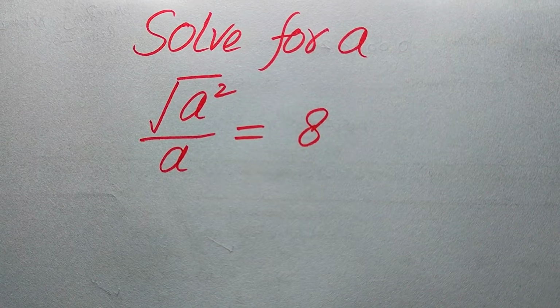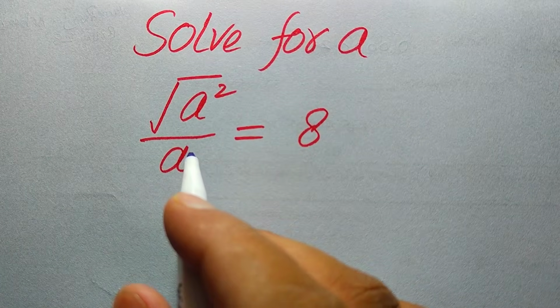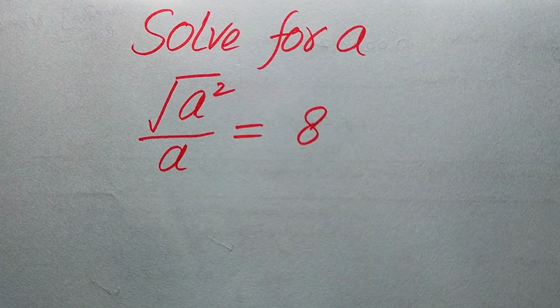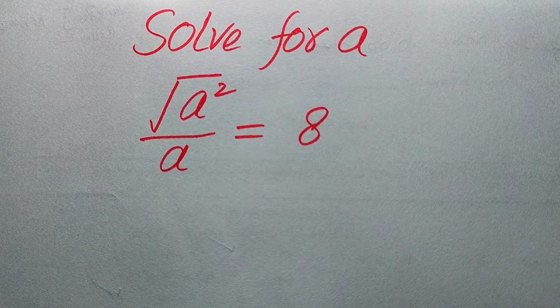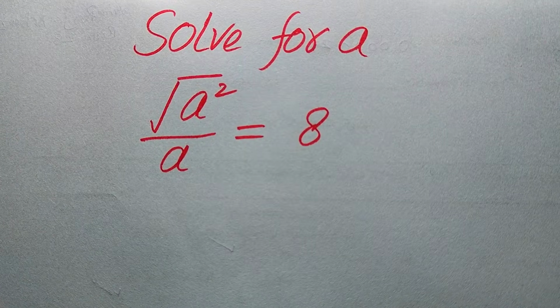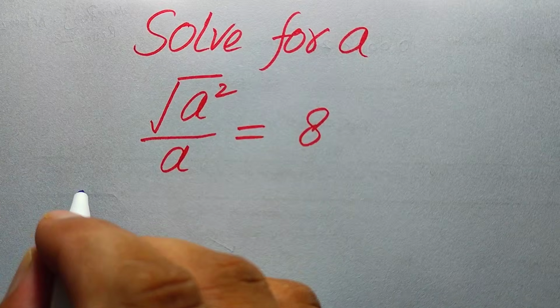So here we have this nice radical equation: square root of a squared divided by a is equal to 8, and we solve this problem for all the values of a. First we find all the roots of this equation, and at the last we will verify which of the roots are solutions and which of the roots are extraneous roots. Further, we solve this problem by two methods.